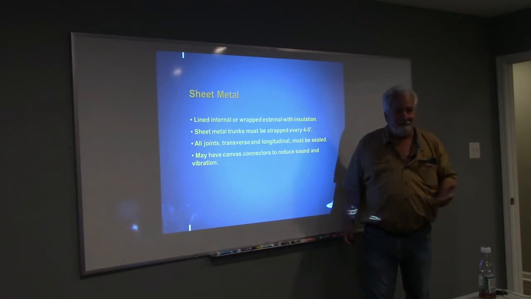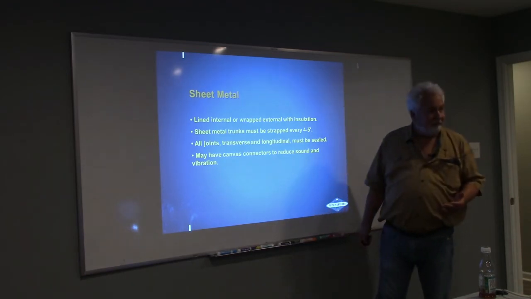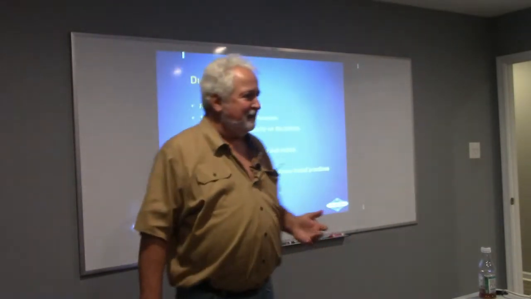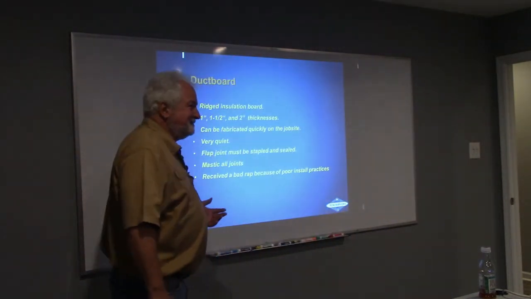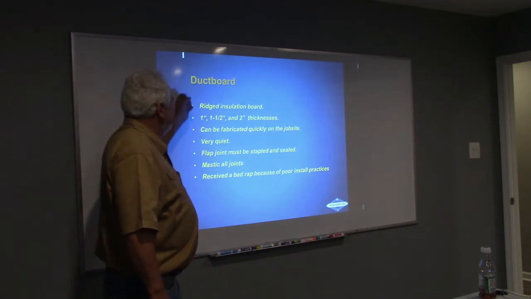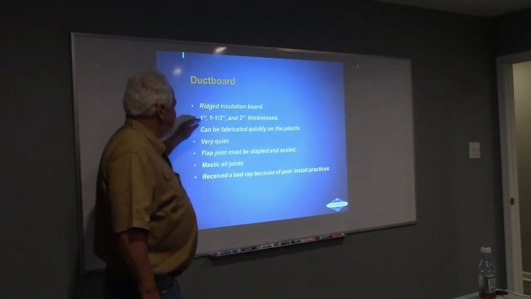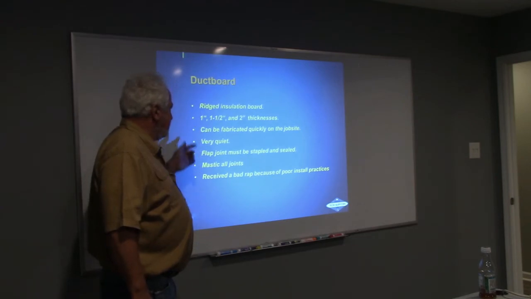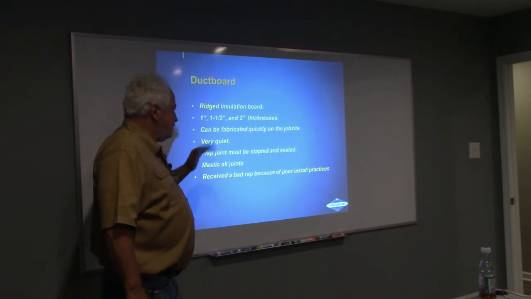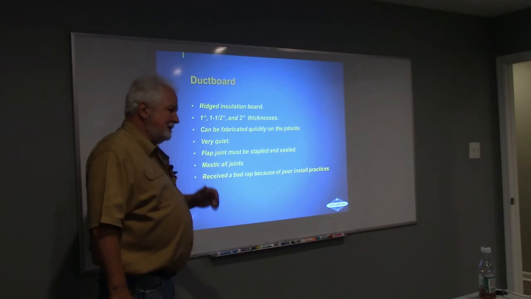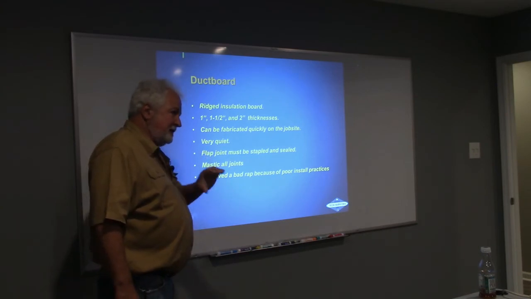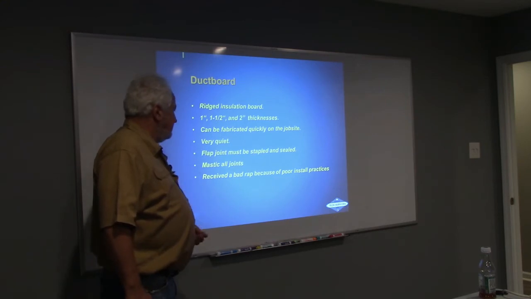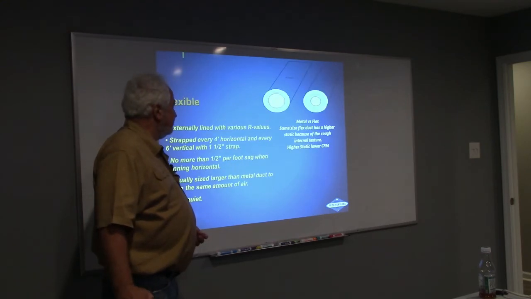Neat, huh? Most of the sheet metal duct is still fully insulated, which is why I like the M&M boxes. Duct board, rigid insulation board, comes in 1, 1.5, and 2-inch thicknesses. It can be fabricated on the job site quickly, and it's very quiet. The flap joint must be stapled and sealed. We have to have a mechanical connection and a seal on there. Mastic all the joints. It receives a bad rap because of poor install practices.